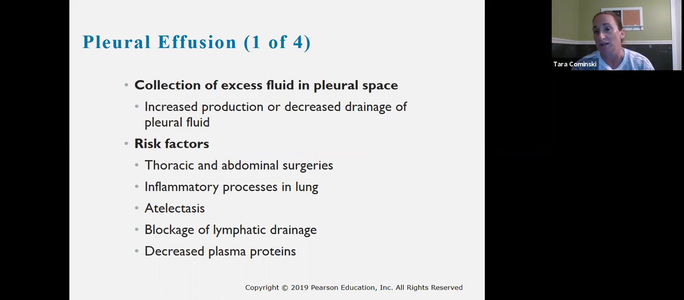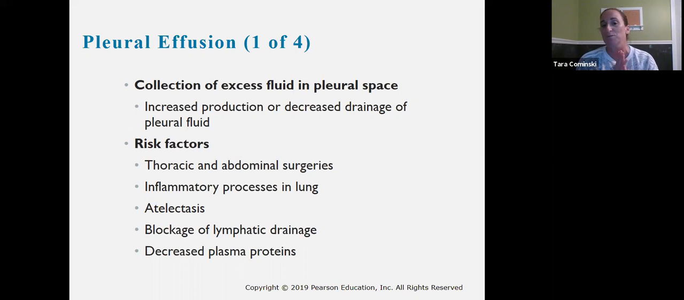Blockage of lymphatic drainage. So the lymphatic system carries around and picks up excess fluid. It's also involved in immune function, delivering some of these immune cells. And so if there's a blockage in a duct or something like that, it's not going to be able to pick up that excess fluid and you'll get accumulation there, okay?